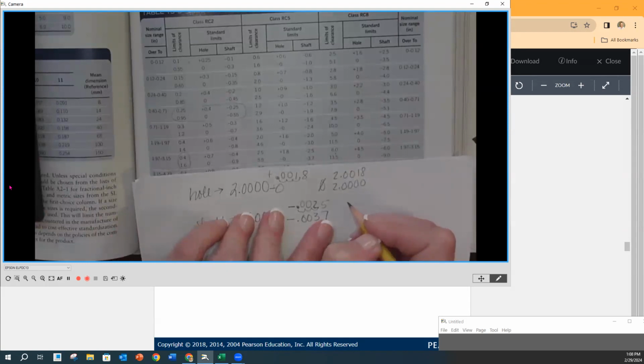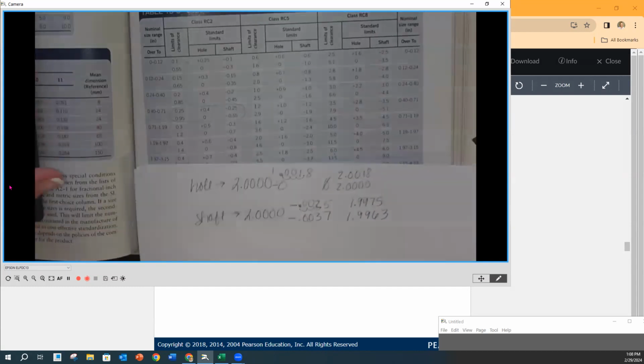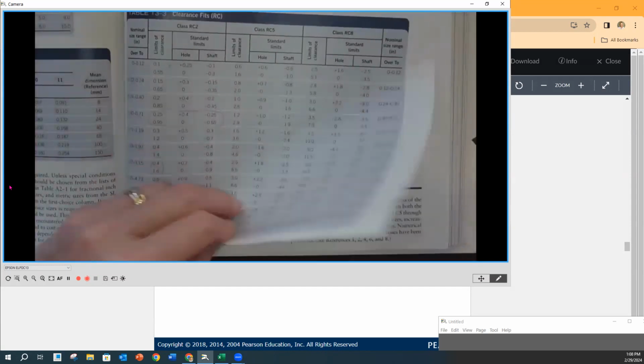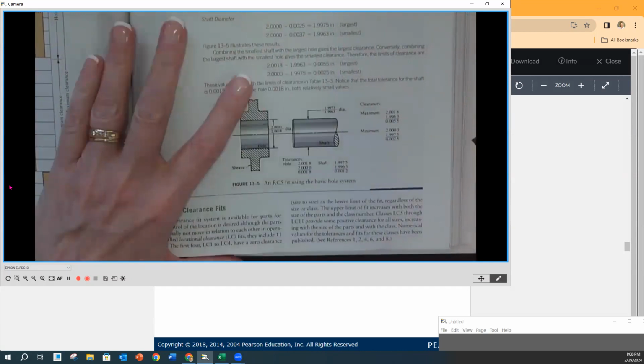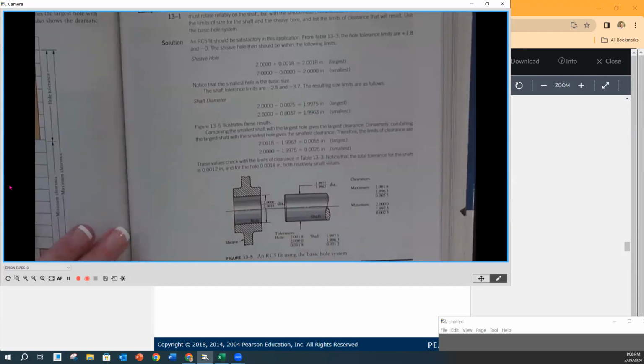So you should get the high to be 1.9975 to 1.9963, it looks like. Okay, so those will be the high and the low limit for the shaft. And you'll see on the next page here, that should be exactly what they got, and they indeed did. And then down here again, those limits are on the shaft itself.